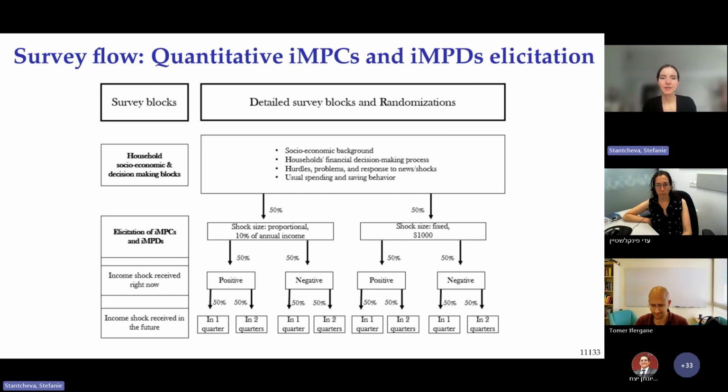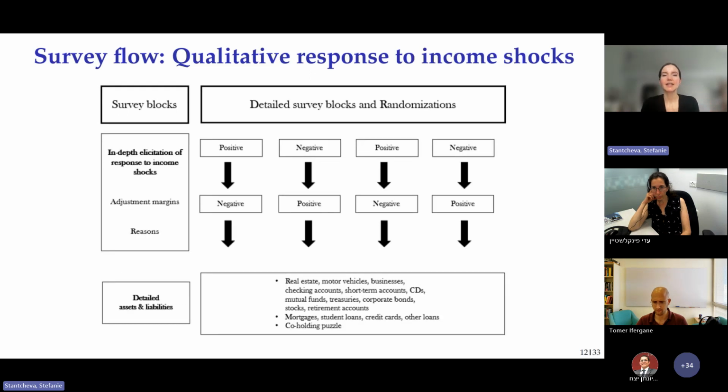After asking people a lot of questions about their socioeconomic background, their household finances, decision-making process, etc., we then go into randomized branches where people are going to see either a proportional size shock, 10% of their income, or a fixed size shock, $1,000. It's going to be randomized positive or negative. It's going to be randomized whether you get it today or whether you get it in the future. So we're going to be able to randomize all these scenarios to elicit what people say they will do.